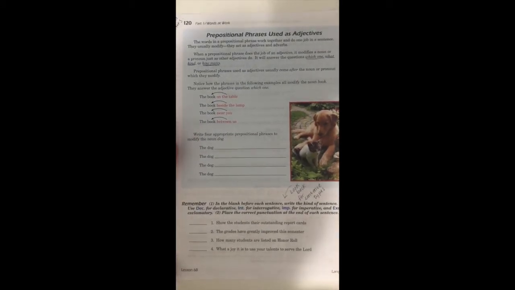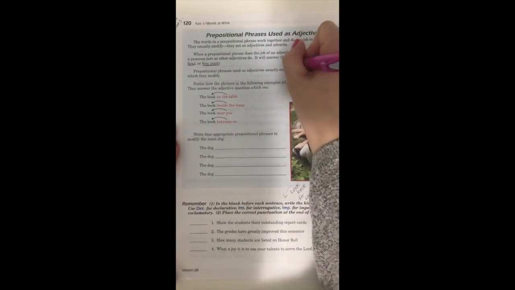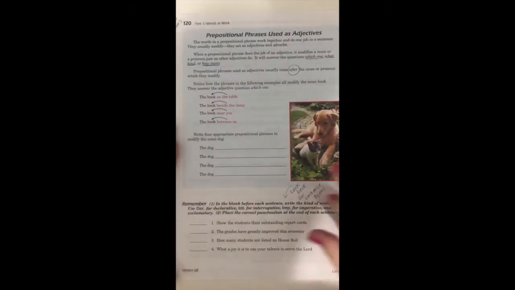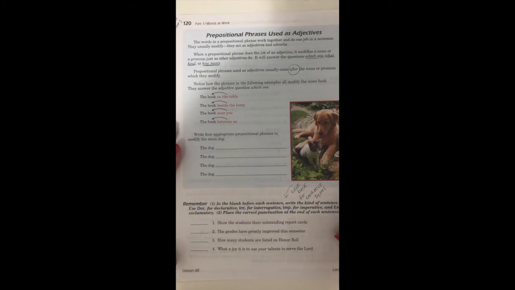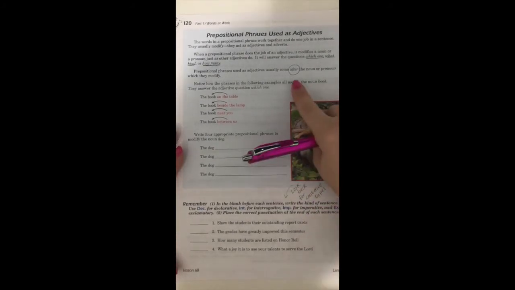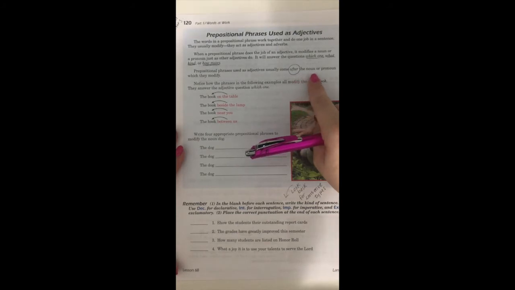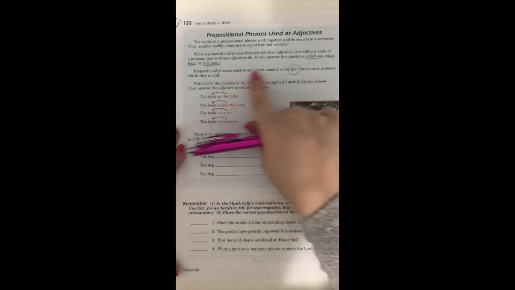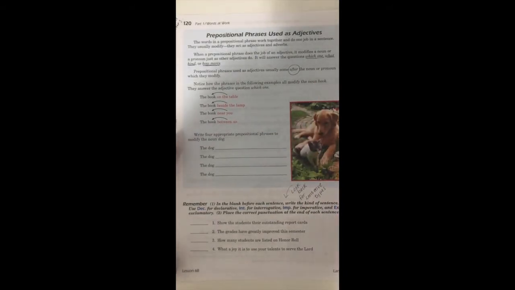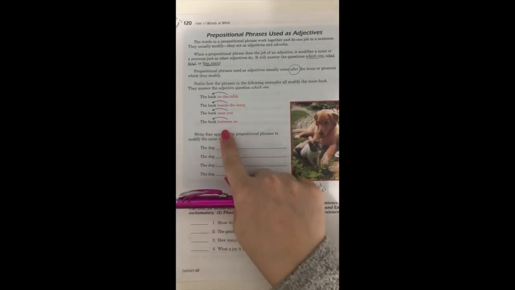Prepositional phrases used as adjectives usually come after the noun or pronoun which they modify. We're used to having the noun or object come after the preposition, but in this case, the phrase may come after the noun, and that can give you a clue as to whether or not it is being used as an adjective. Here we have some examples.